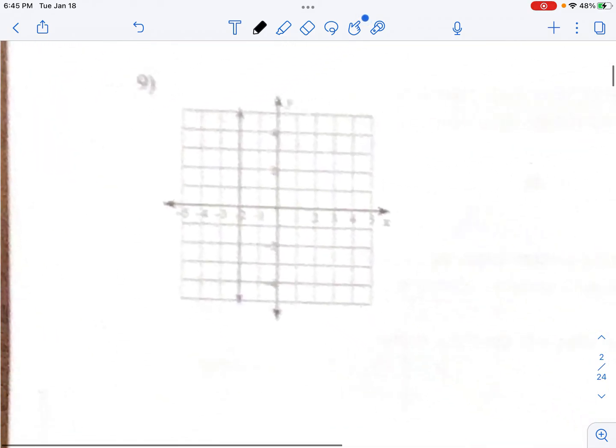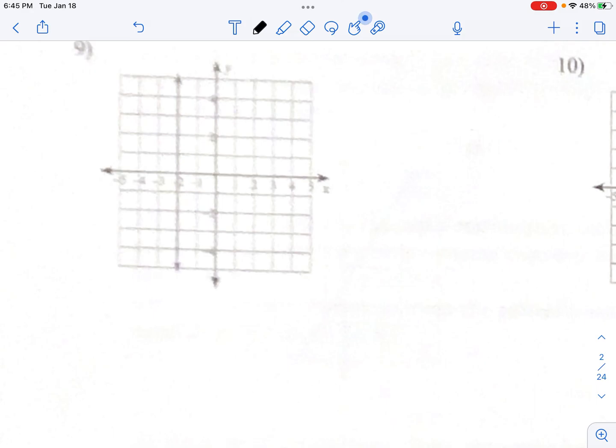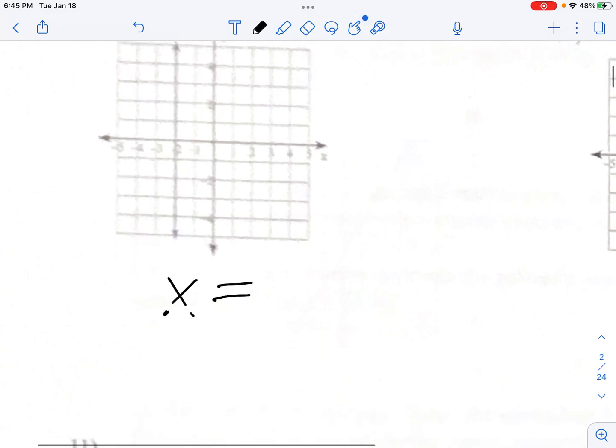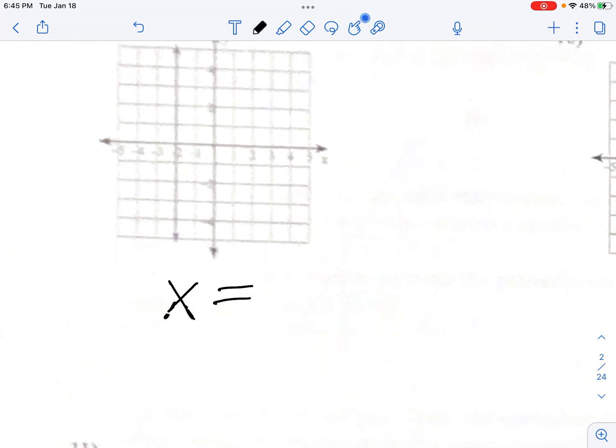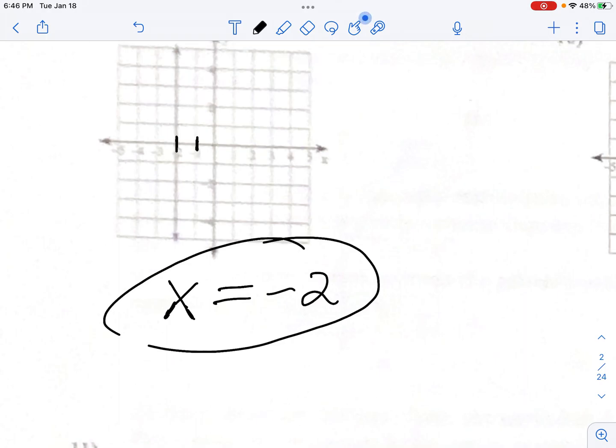Number 9. Well, once again, we have another vertical line. So on this vertical line, it's going to be an x equals equation. Okay? X equals what? Well, where's it at? Well, we have to count. Negative 1, negative 2. So x equals negative 2. And that would be our answer.